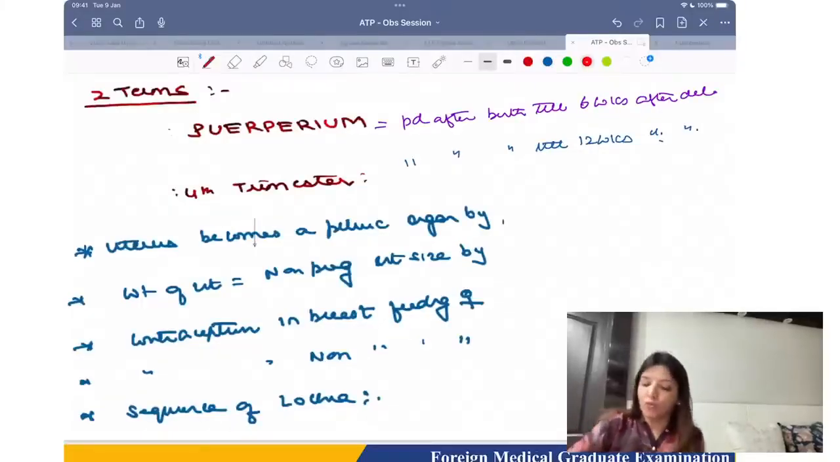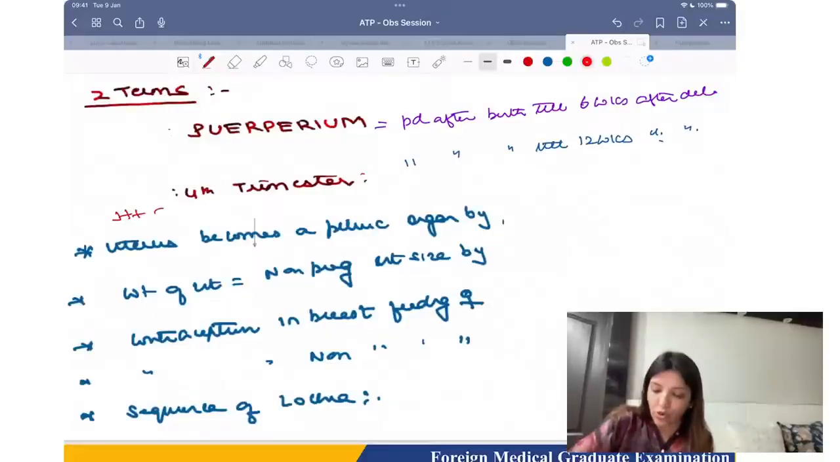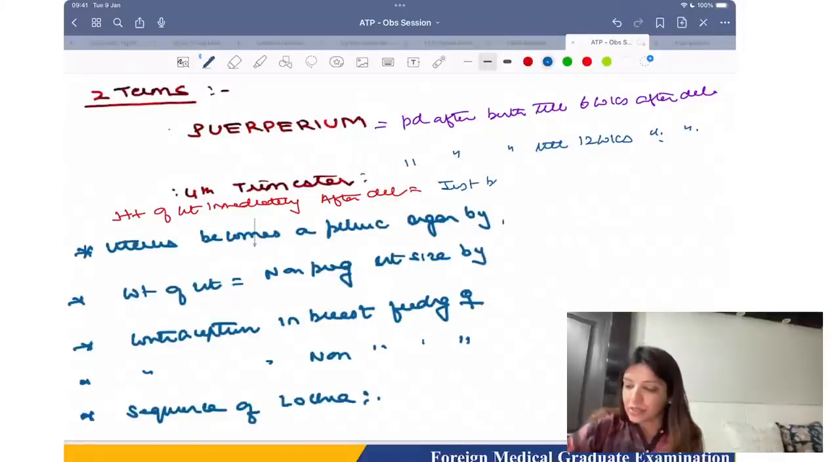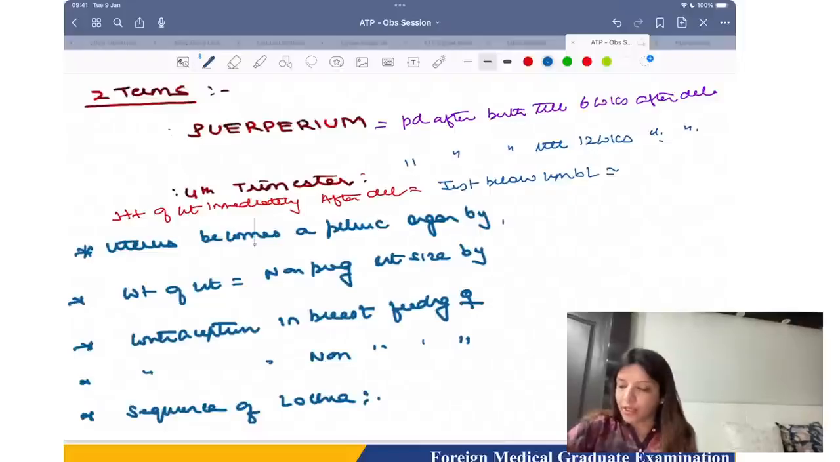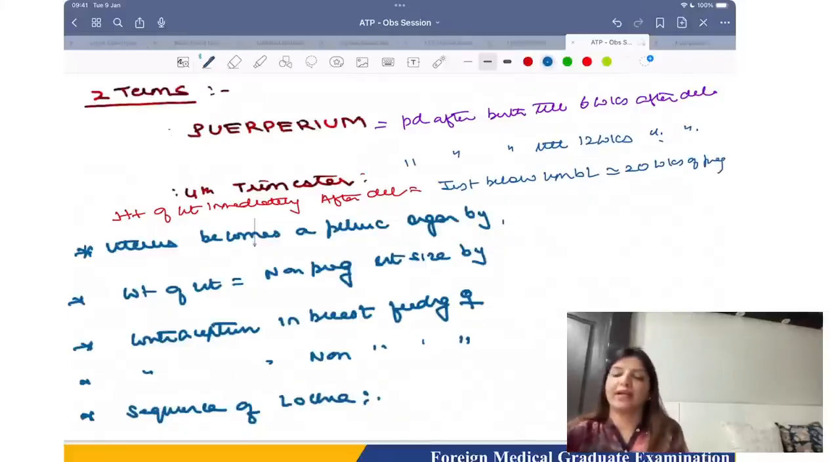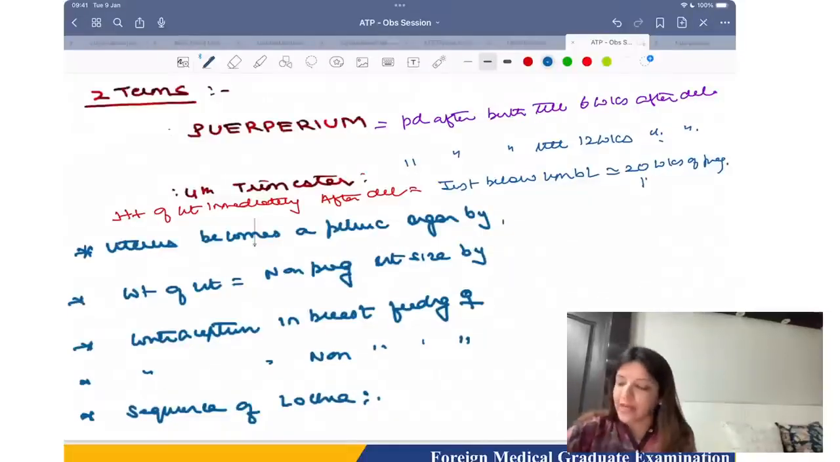Right? Now, all of you know what is the height of the uterus immediately after delivery. Height of the uterus immediately after delivery is just below the umbilicus, corresponding to 20 weeks of pregnancy. Right? After that, till 24 hours, height of the uterus remains same.